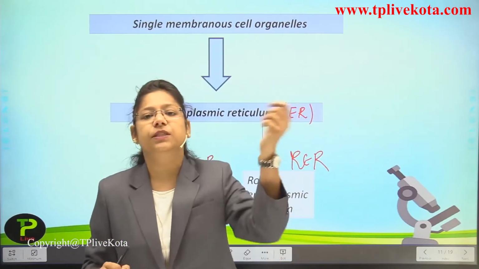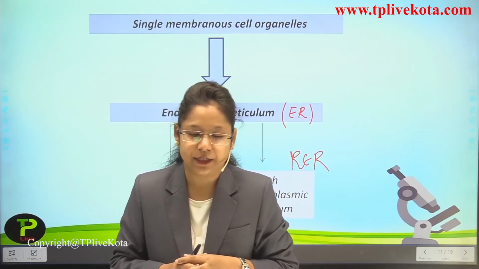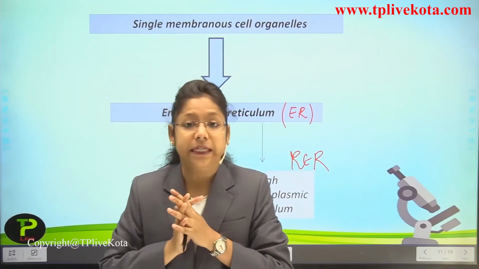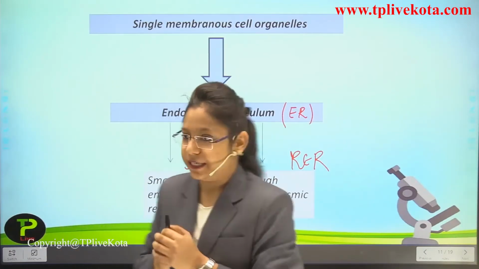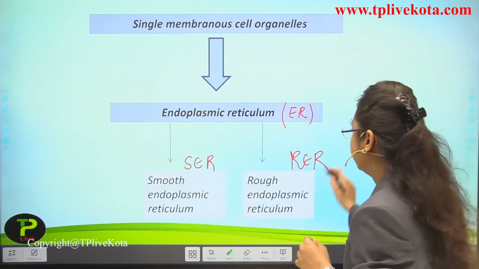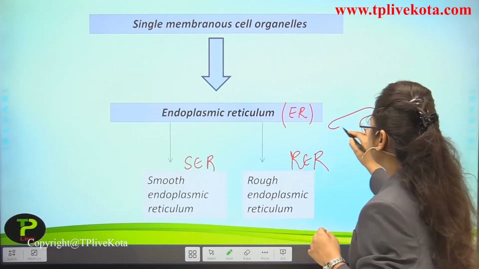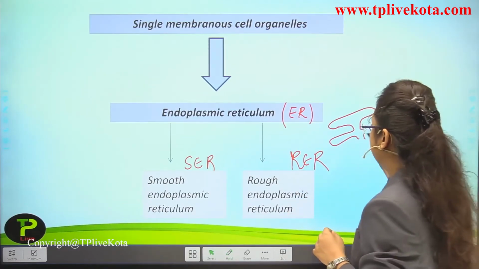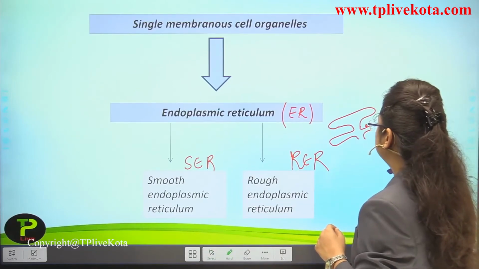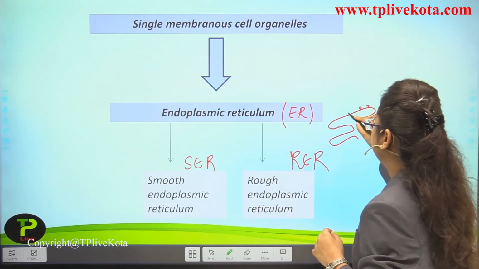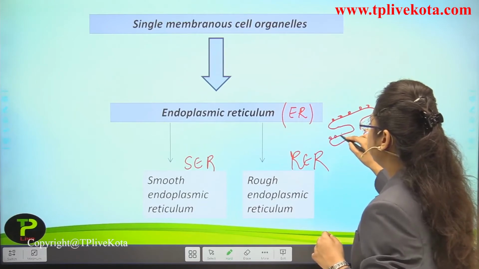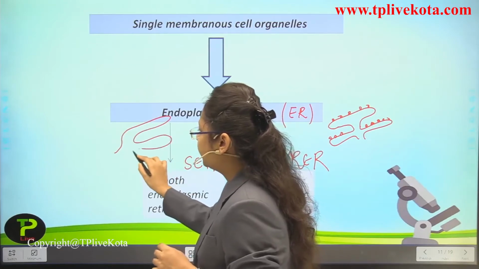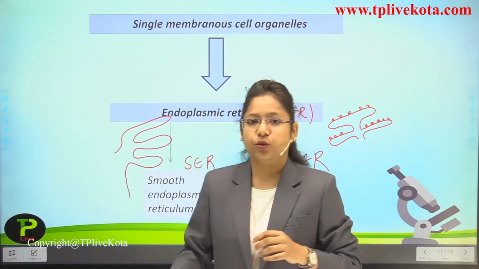If the ribosomes are present on the surface of the endoplasmic reticulum, then it is considered rough endoplasmic reticulum. And if they are absent, then it is known as smooth endoplasmic reticulum. Means if we see the structure here, and there are ribosomes embedded on the surface of the endoplasmic reticulum, so it is known as RER. And if they are absent, means it is of smooth shape, then it is known as SER.